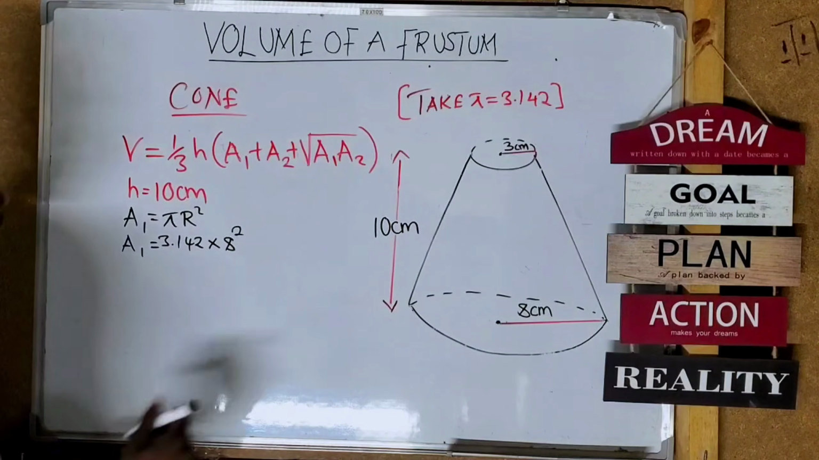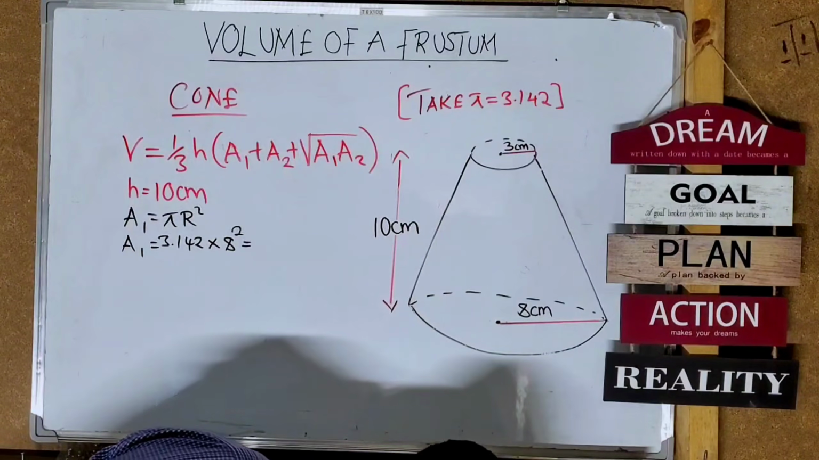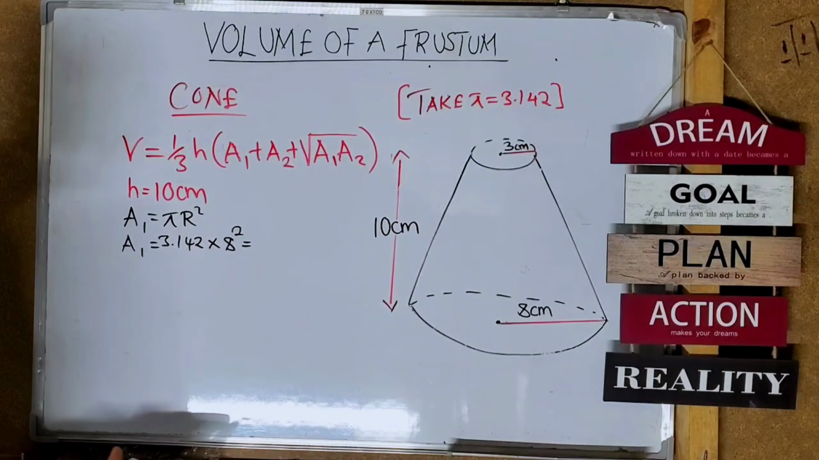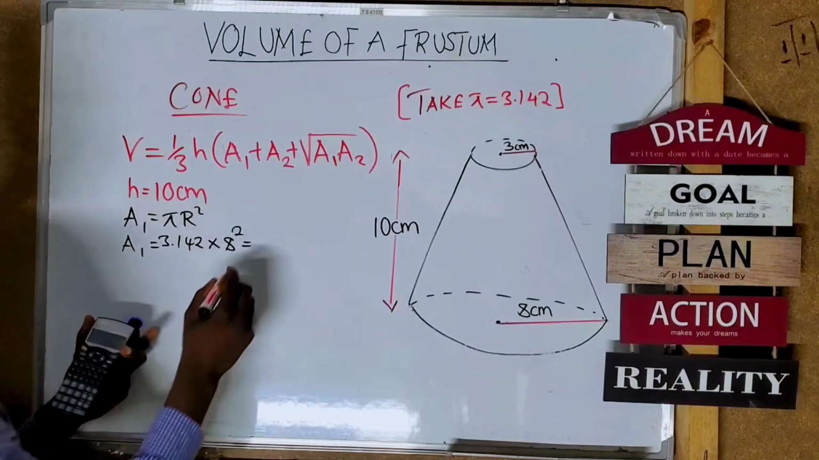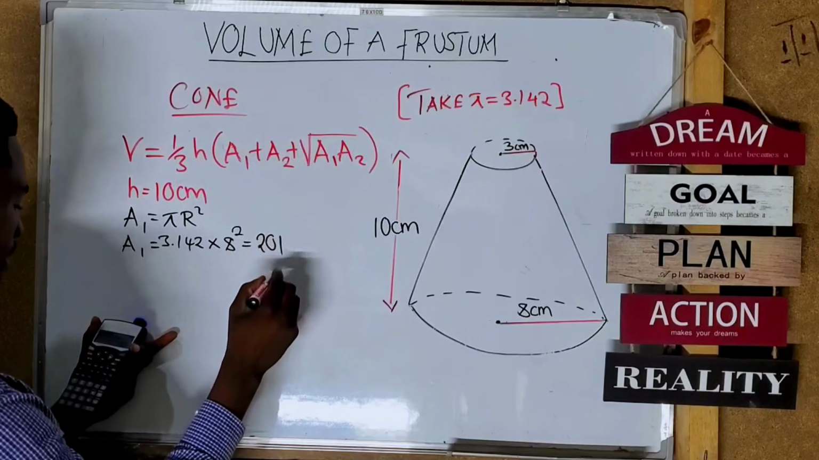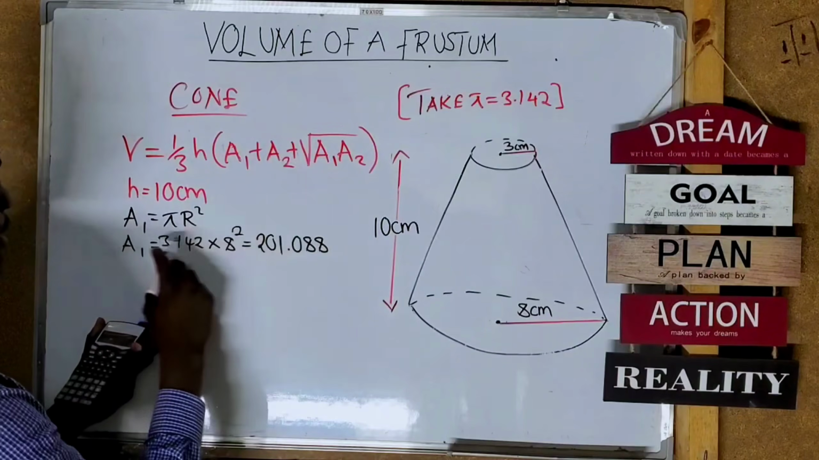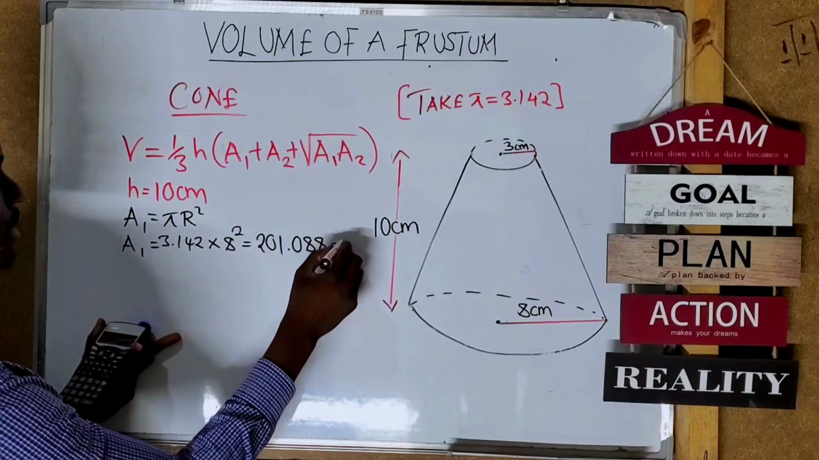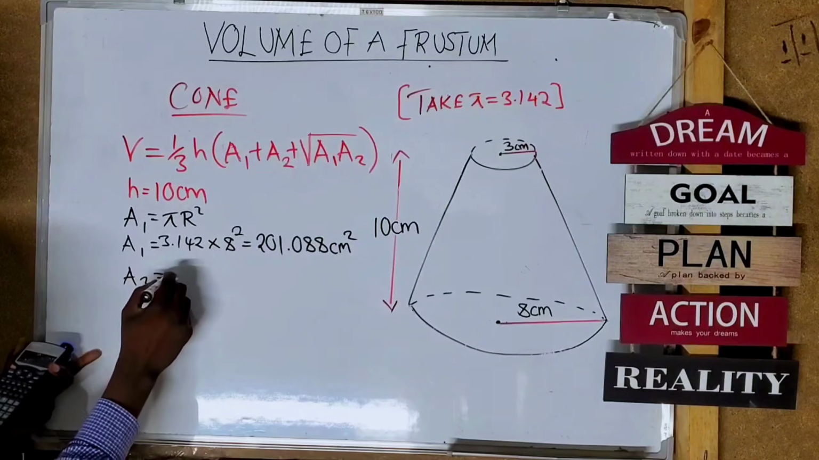So if you calculate here, let me use my calculator. 3.142 multiplied by 8 squared is giving me 201.088 square centimeters. This is area 1.